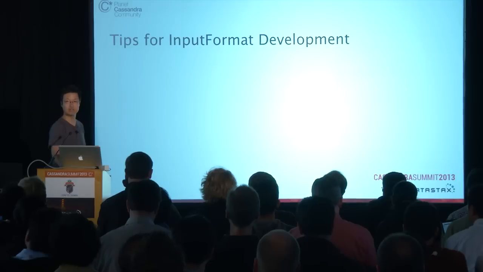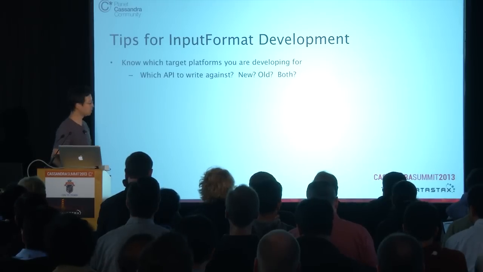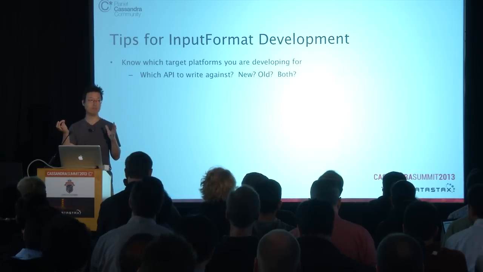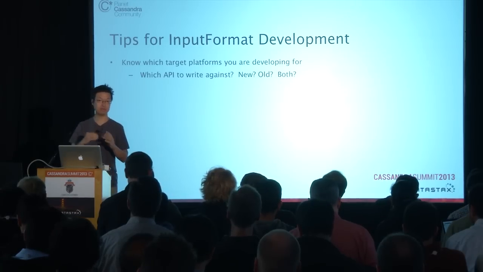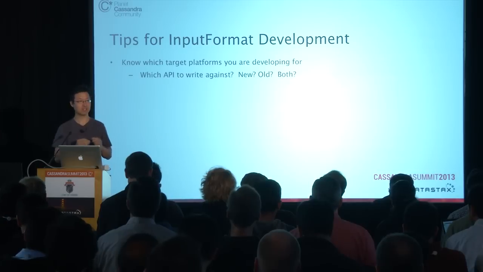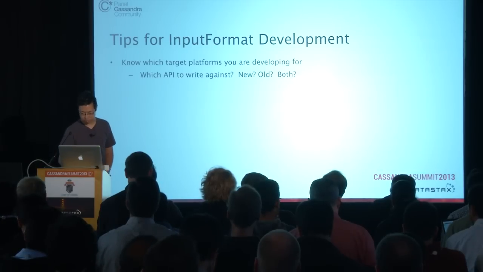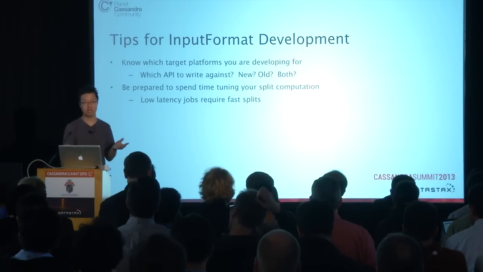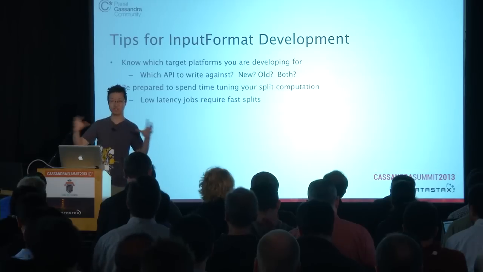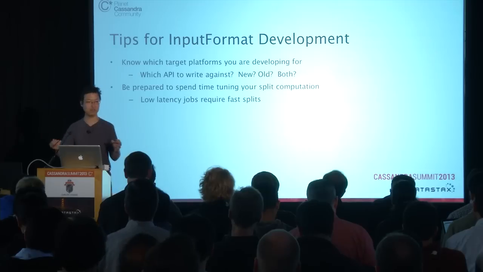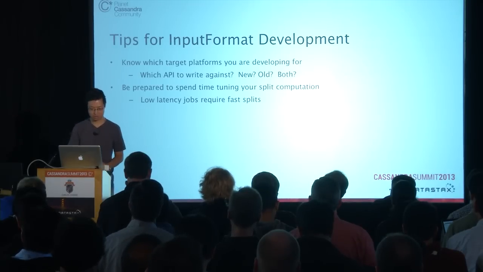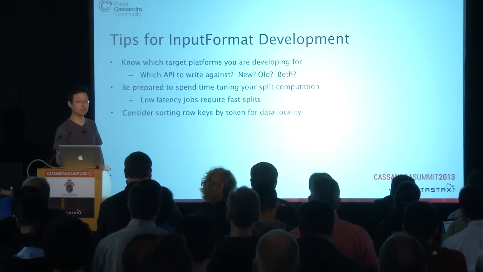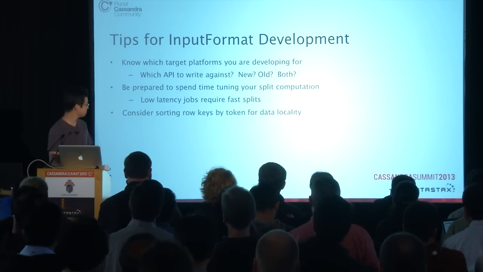Just really quickly, if you are interested in writing your own input format, it's important to know what API to target. There's a new Hadoop input format API and an old API. Hive only supports the old API. Cascading, maybe something else. You should be prepared to spend time tuning your split computation. You don't want to spend minutes reading very large index rows. If you want very low latency, you might need some tricks to estimate the size of your indexes, things like that. You might want to consider sorting row keys by token for data locality.